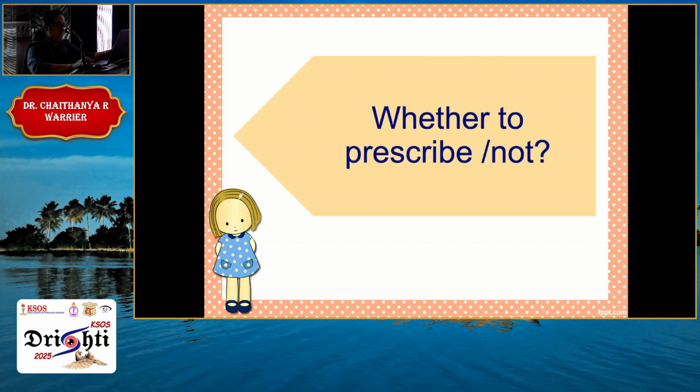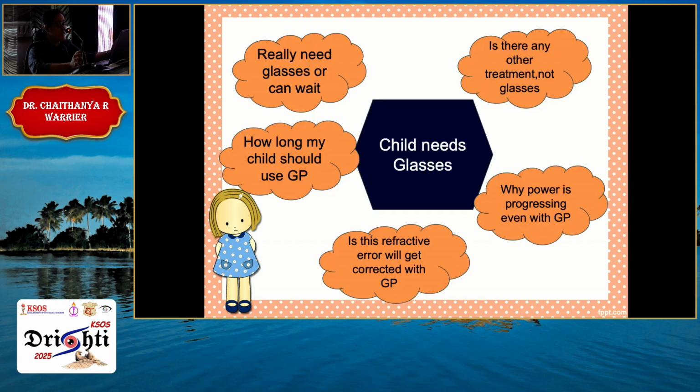When and whether to prescribe glasses is the next important question. Now we have completed the cycloplegic refraction. We have the retinoscopic reading and the refractive acceptance. When we tell the parents that your child needs glasses, there will be bombarding questions like: really, does my child need glasses or can we wait, doctor? How long does my child need to use glasses? Will this refractive error get corrected with glasses? Or is there any alternative treatment other than glasses? And the next question will be, why is my child's power progressing even with glasses? All these questions we need to answer.